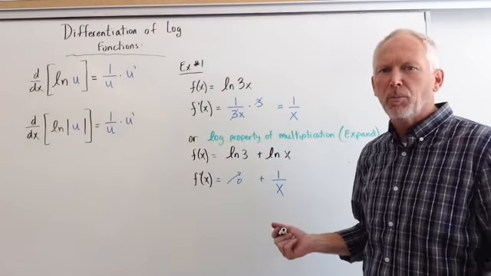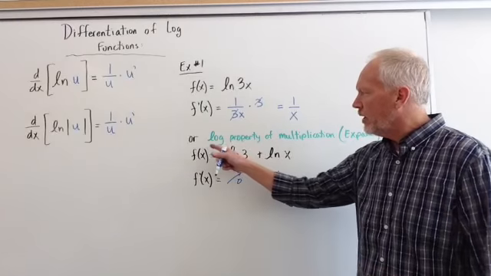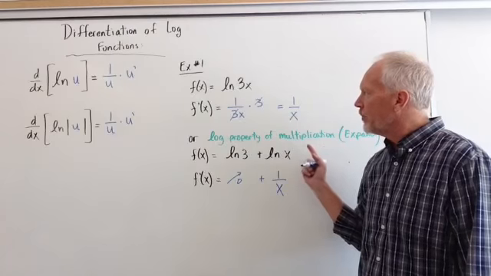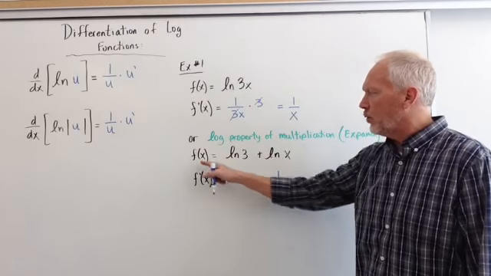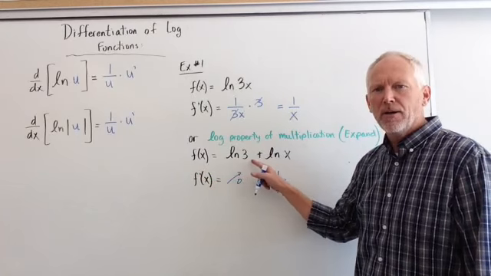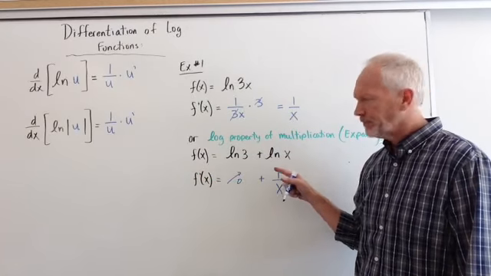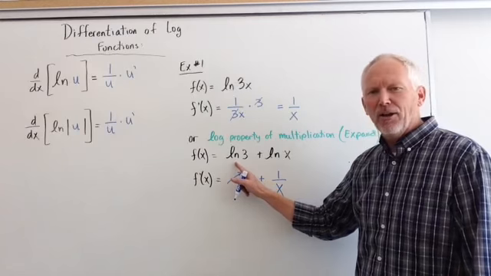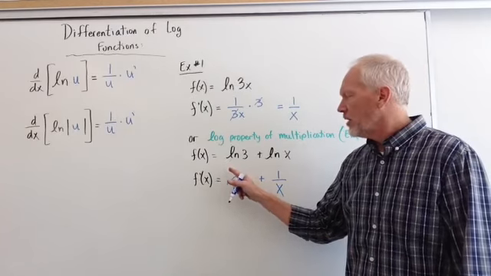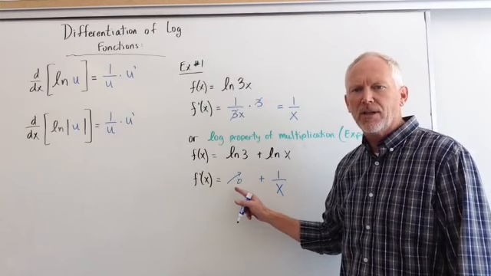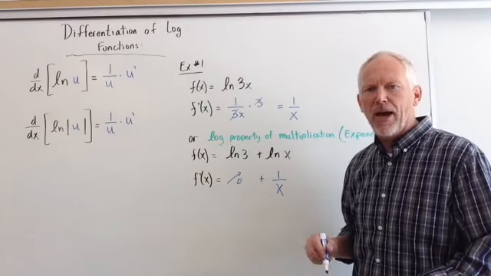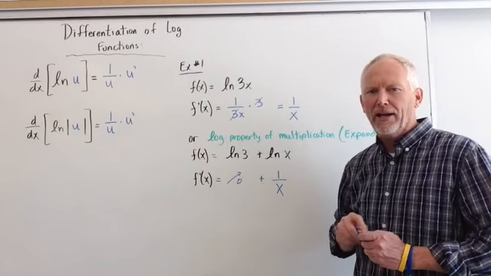and we get 1 over x. We can prove it another way if we use the log property of multiplication and expand it. This was ln of 3x, so we can rewrite this as f of x equals ln 3 plus ln x. Recall that ln 3 is just a number, a constant. The derivative of a constant is 0, so that goes to 0. And the derivative of ln of x is just 1 over x.